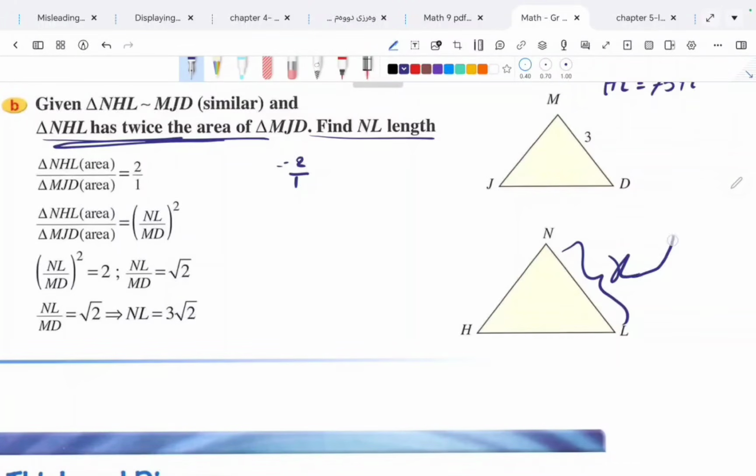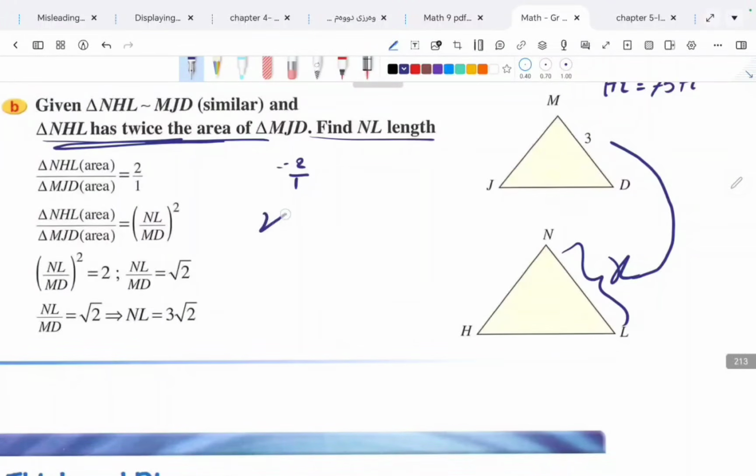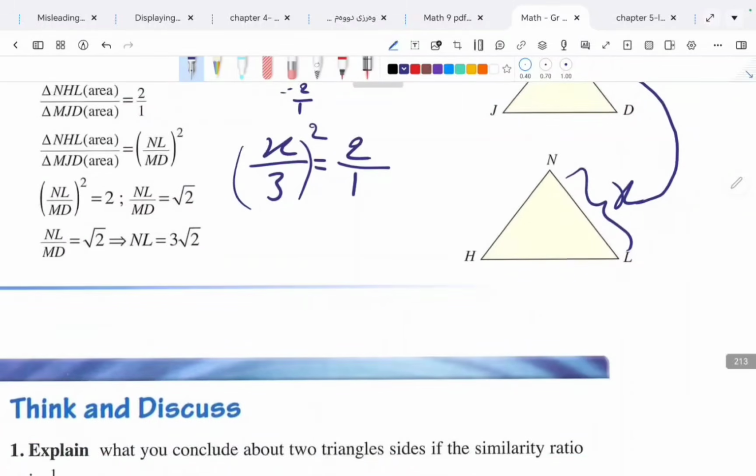Find the similarity ratio, which is X out of 3. It equals twice the other one, 2 out of 1. But can I keep it like this? No, you cannot use similarity ratio. You have to change to area because they ask for area. So X power 2 out of 3 power 2, which is 9, equals 2 out of 1. Then use cross product.